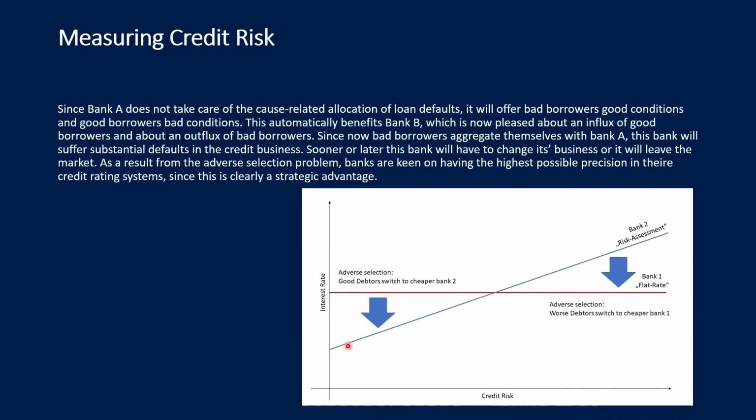This automatically benefits Bank B, which is now pleased about an influx of good borrowers. We see the customers switching their banks here, and they have an influx of good borrowers, and they will have an outflux of bad borrowers to Bank A. Since now bad borrowers aggregate themselves with Bank A, here, this bank will suffer substantial defaults in the credit business. Sooner or later, this bank will have to change its business or it will leave the market. As a result, from the adverse selection problem, banks are keen on having the highest possible precision in their credit rating system, since it is clearly a strategic advantage.